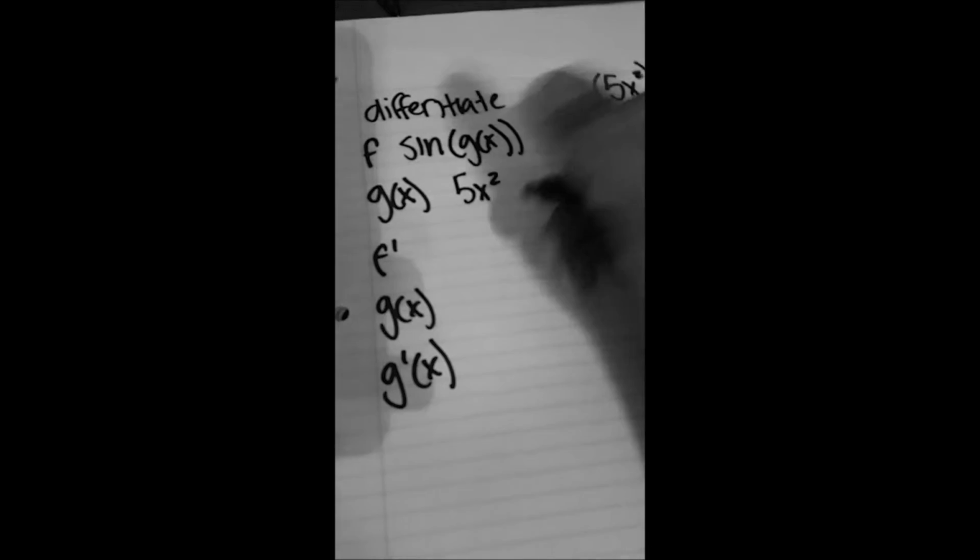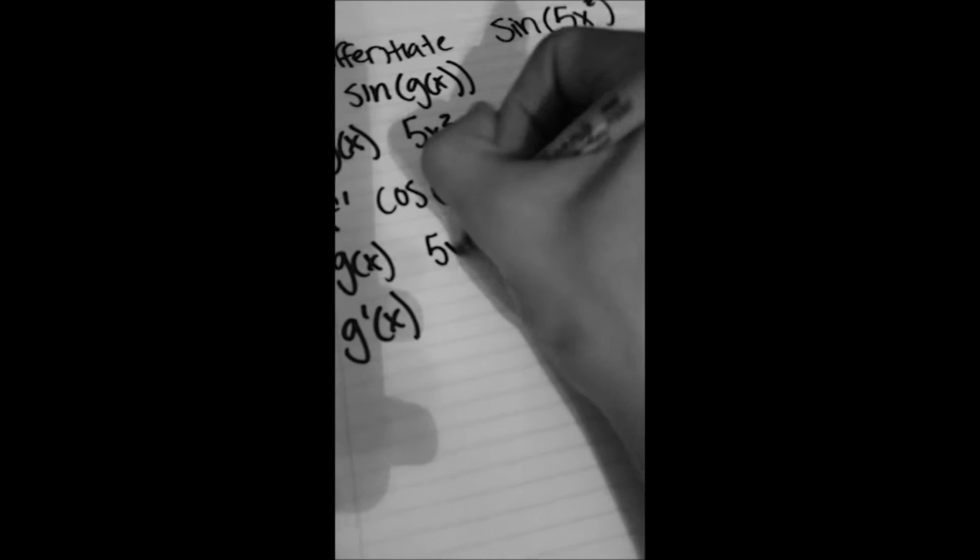Our next example is going to be a little tougher because it has a trigonometric function this time. We're trying to differentiate the sine of 5x squared. Thinking about our individual pieces again, we have our f function, which is the sine of g of x, our g of x function, which is 5x squared, our f prime equals cosine of g of x, our g of x function again is 5x squared, and then our g prime of x equals 10x.